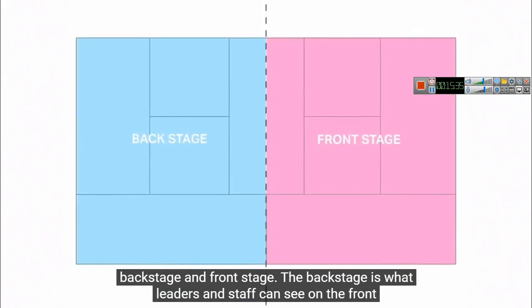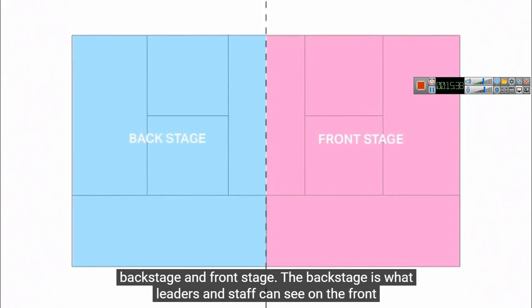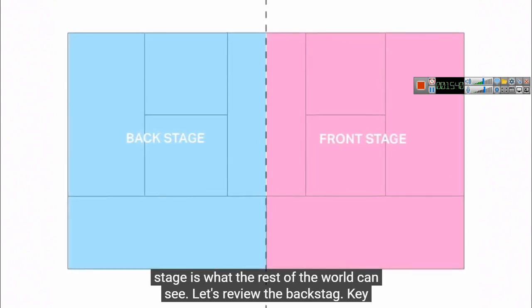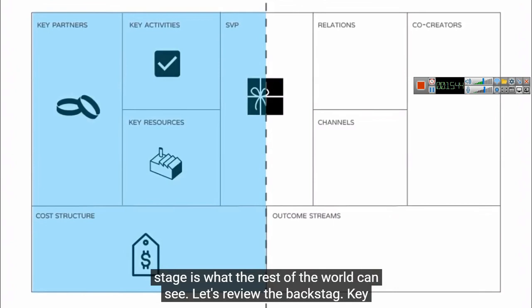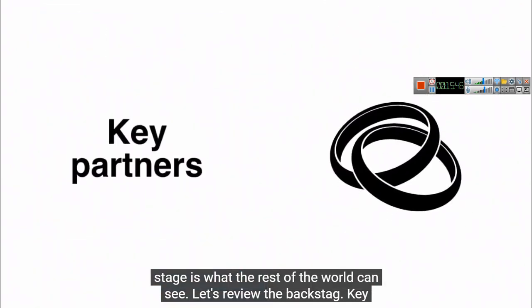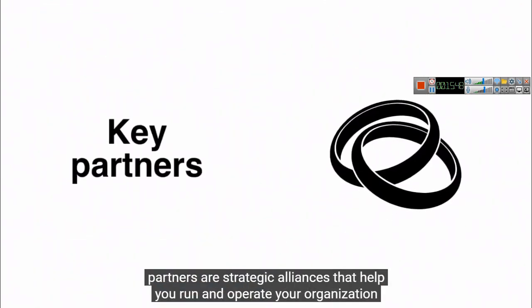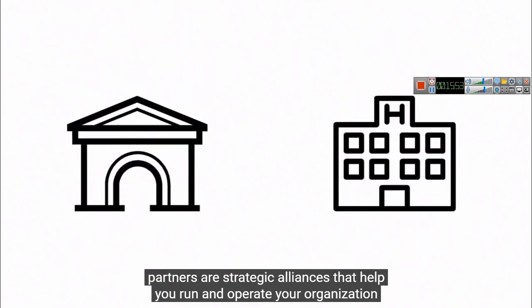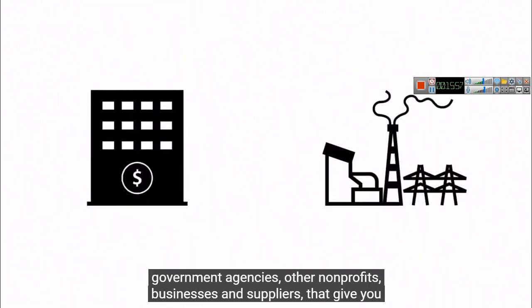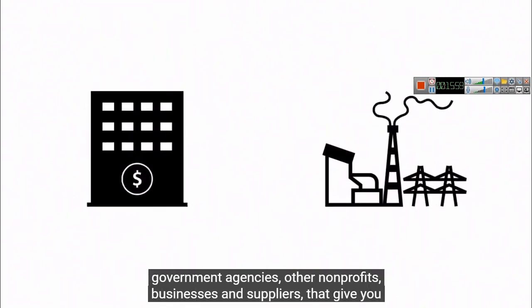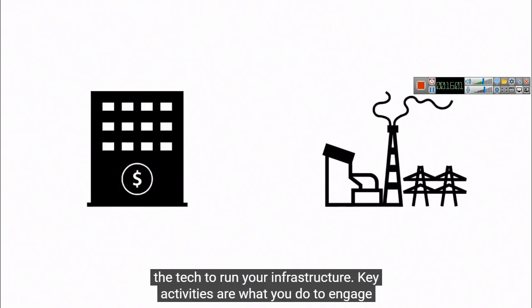The backstage is what leaders and staff can see, while the front stage is what the rest of the world can see. Let's review the backstage. Key partners are strategic alliances that help you run and operate your organization. Government agencies, other nonprofits, businesses, and suppliers that give you the tech to run your infrastructure.